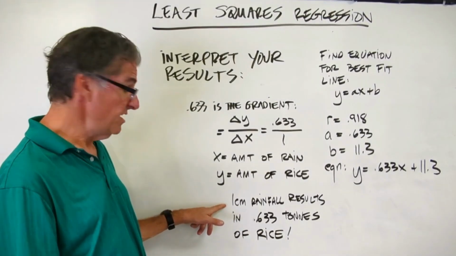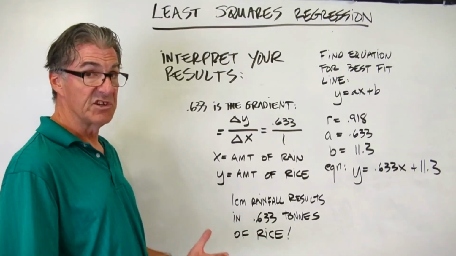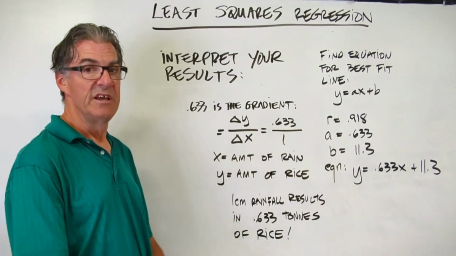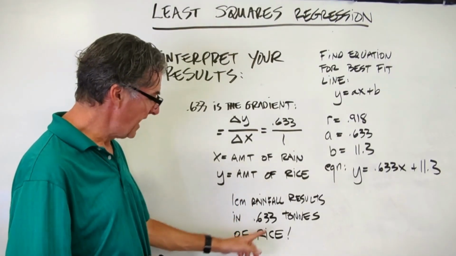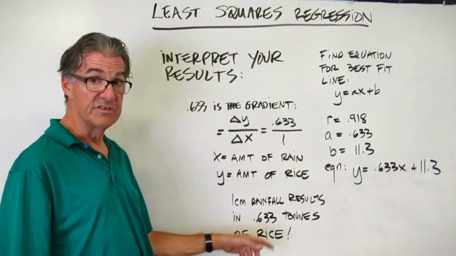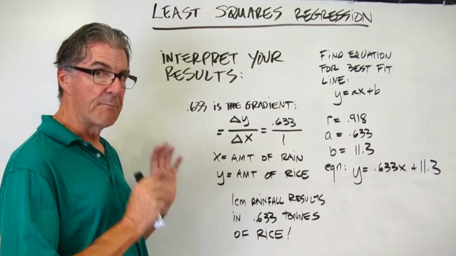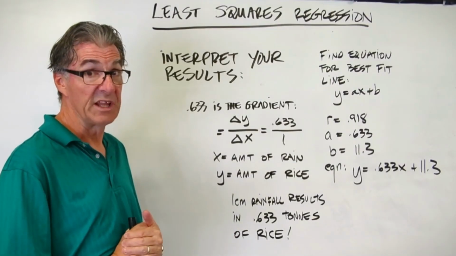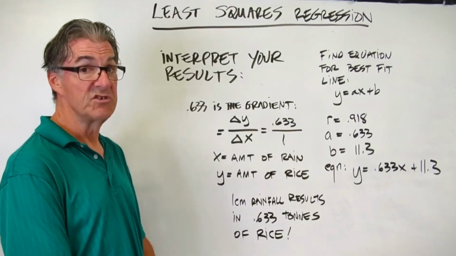1 centimeter of rain results in 0.633 tons of rice. That's the gradient. It's the amount of change in rice related to the change in rain. So every centimeter we get of rainfall, we're going to get another 0.633 tons of rice. Now remember, this is an estimate. It's not a perfect correspondence. We don't have perfect correlation, but it's going to allow us to do a pretty good job estimating.